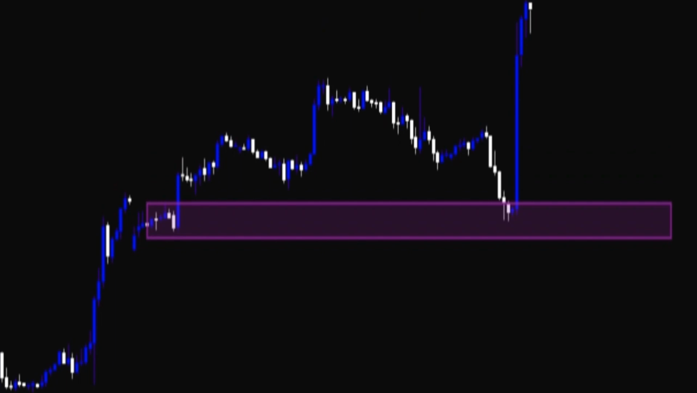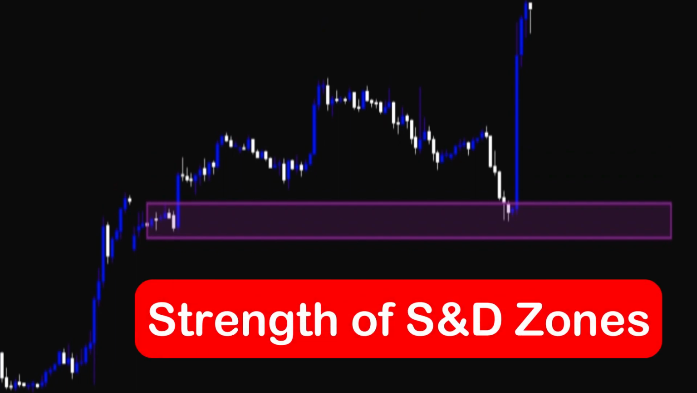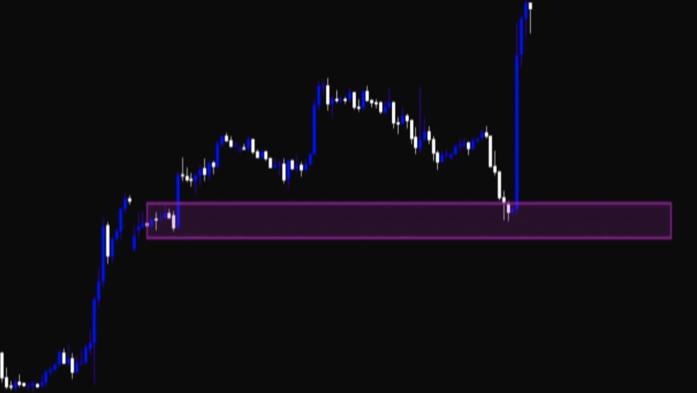Now let us move to the fourth concept, which is strength of supply and demand zone. As we all know, the smart money creates the supply and demand zones in the market in order to fulfill their pending orders, but the smart money does not create supply and demand zones every time. This is why we should check the strength of the supply and demand zones, as sometimes it may look like a supply or a demand zone, but the market does not respect it.